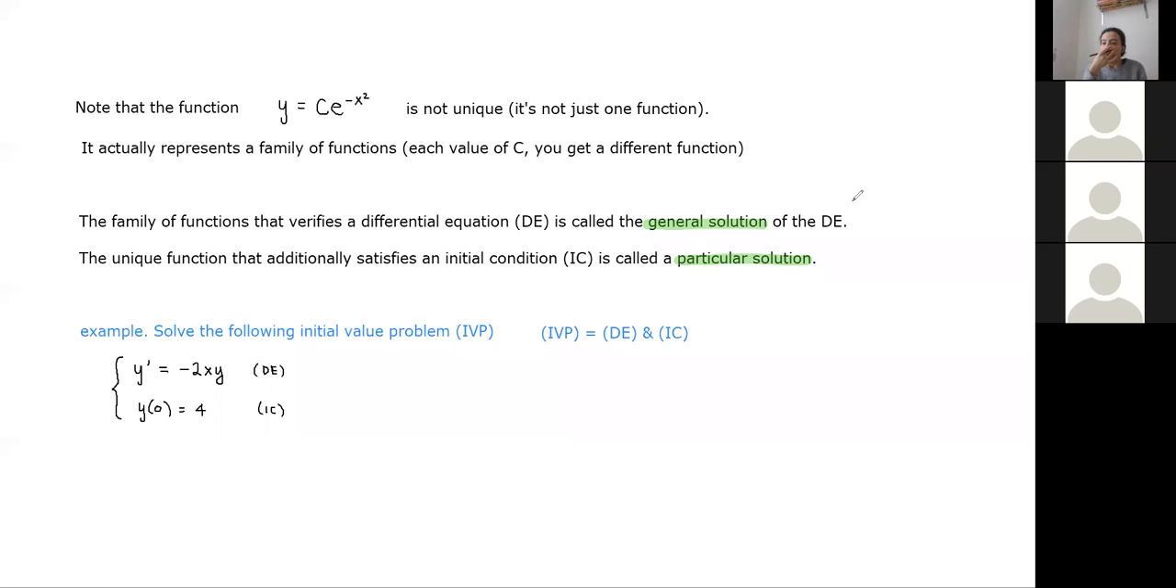All right. Okay, so I have to solve the equation y prime is equal to -2 times x times y, and the initial condition y of 0 is equal to 4. I'm asking you to solve this differential equation, but I still haven't taught you how to solve differential equations. According to you, what do you need to do in this case? How would you start?